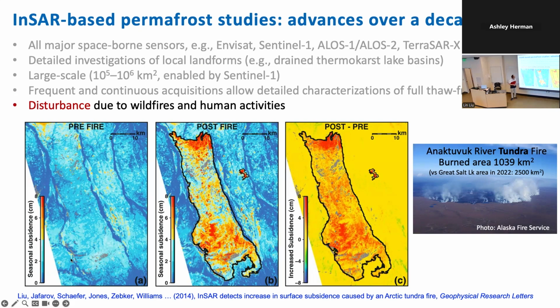So we were able to look at how the permafrost beneath the burned area changed. This is what happened: the subsidence was up to about 2-ish centimeters before the fire. But after the fire, because the ground thaws and ground ice melts, the active layer becomes thicker, and the subsidence also increases, very obviously.